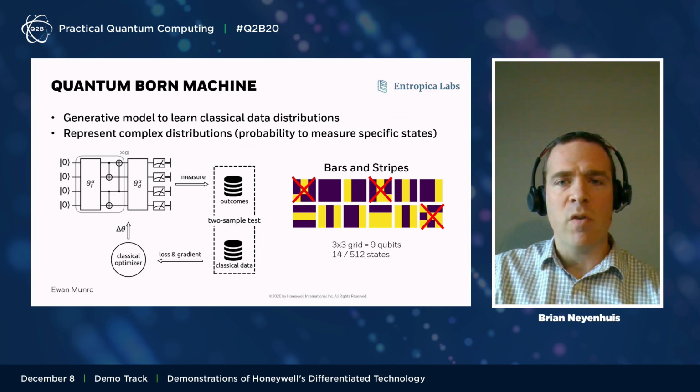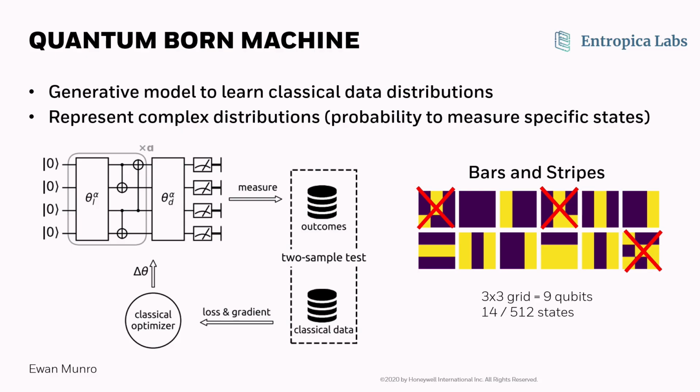Here's a different example from our friends at Entropica Labs where they did some quantum machine learning. So in this quantum Born machine, you have some circuit with some variable parameters that gives you some outcome. You compare that outcome to some classical distribution that you want, and then optimize those parameters in your circuits to have the machine learn the distribution that you're after. In this case, they were looking at this 3x3 grid for bars and stripes. So with these 9 qubits, you're looking to identify all the states where it's all vertical or horizontal lines. So just those 14 states out of the 512 possible states you have with these 9 qubits.